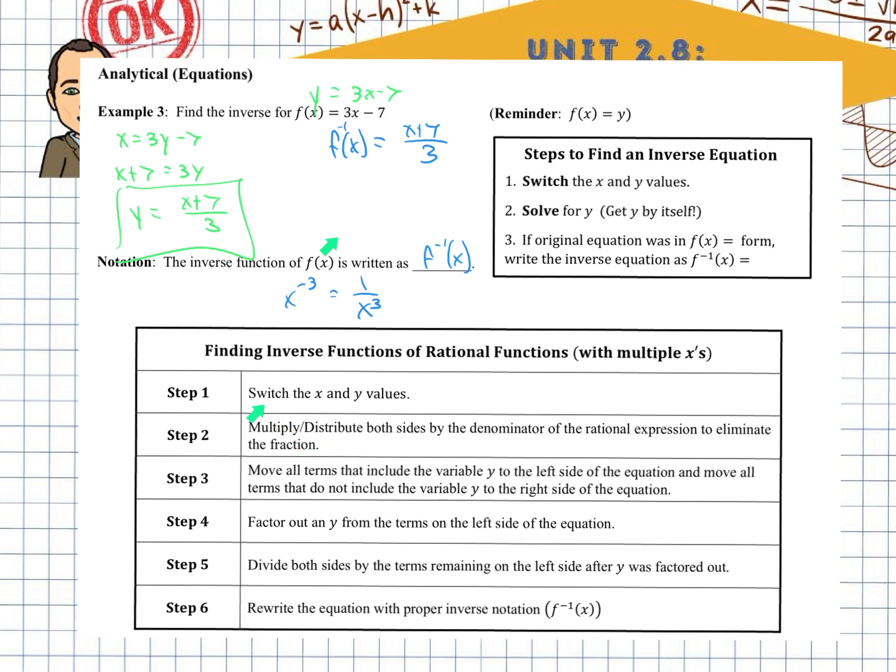Now, there's a whole table down here to show what happens if you have multiple x's in a particular function. Notice the very first step, switch the x and y values. I left this in the notes because I think for some people to see these steps, knowing what to do for all the problems involving some factoring here, everyone's favorite topic. But in the end, it is just 2 simple steps. Switch your x and y's and get y by itself.